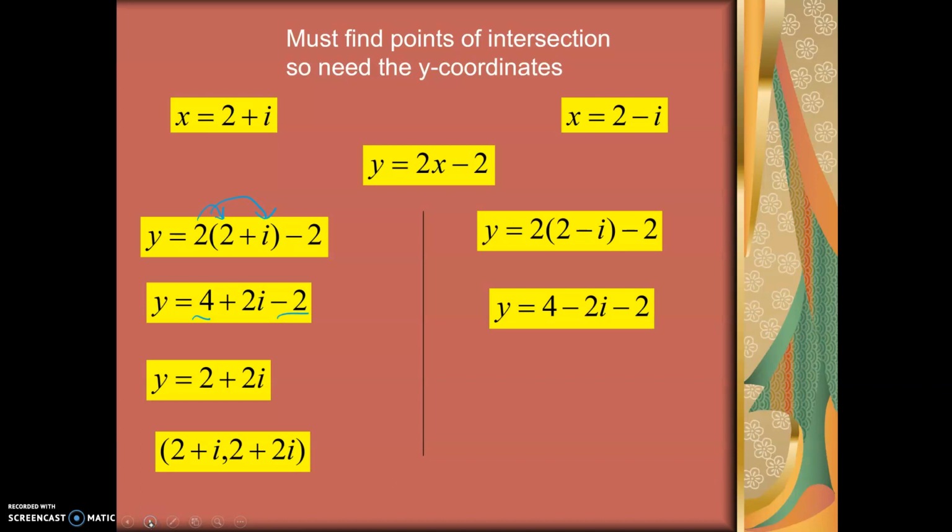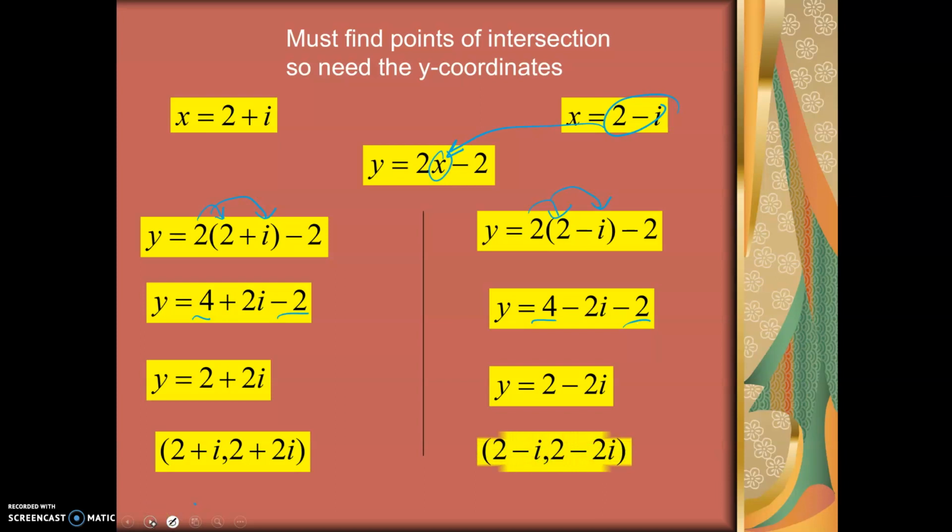I plug in here, that goes in there. And then order of operations says do parentheses first, can't do anything in there, so then multiplication goes next, distribute. And we end up with 4 minus 2i minus 2. These two are like terms, that's 2 minus 2i.